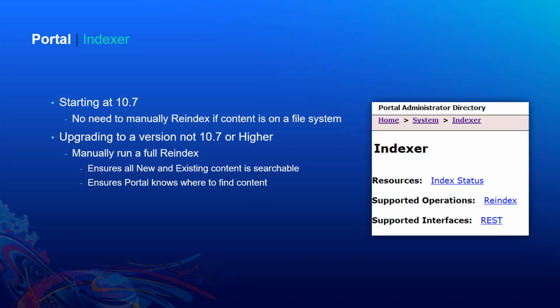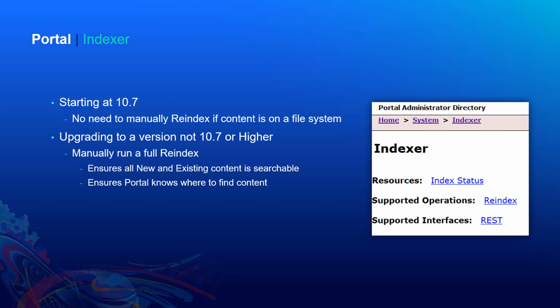Starting at 10.7, if your content is on a file system, you do not need to run a manual reindex. However, if you are not upgrading to a release of 10.7 or higher, you will need to manually run a full reindex. This will ensure all new and existing content is searchable and allows Portal to know where to find the content. You find the reindex by navigating to the portal admin directory, then selecting Home, then System, then Indexer.